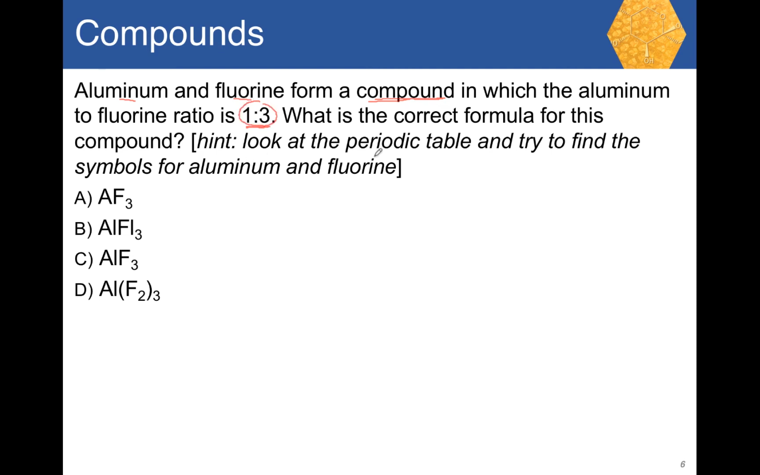So what you'll need to do is to get your periodic table and see if you can find aluminum and see if you can find fluorine. Once you find aluminum, you'll discover that the symbol is Al. Once you find fluorine, you'll discover that the symbol is F. So this choice here has a problem because A is not one of the symbols for the elements.